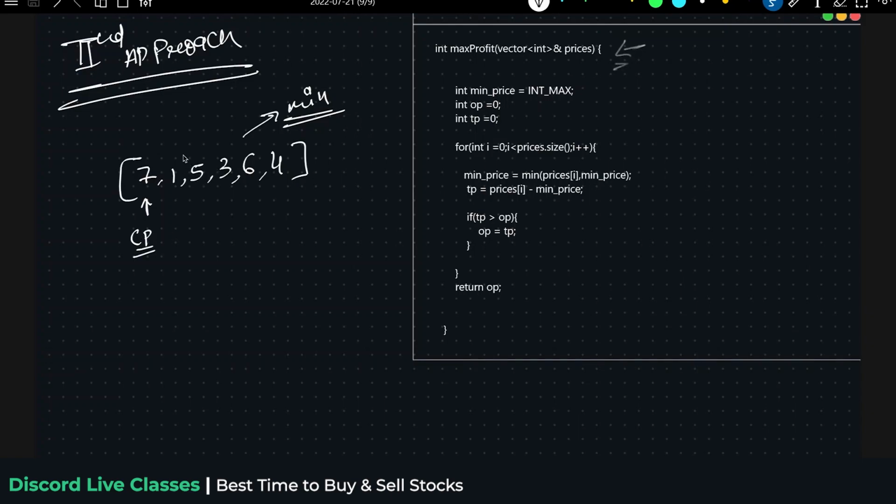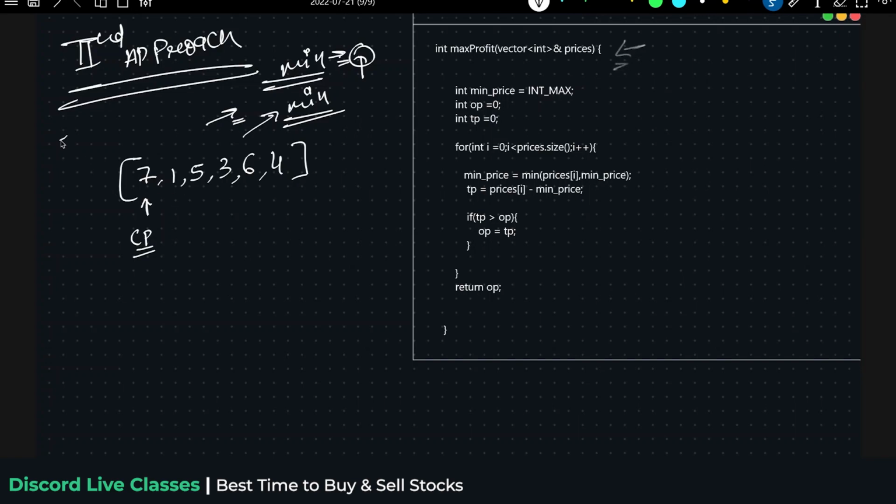And if you are able to find the minimum number out of this array, then you would be good to go. Because the minimum number is the day on which you will be buying the stock. So first of all you need to make sure of this thing, you need to find the minimum.